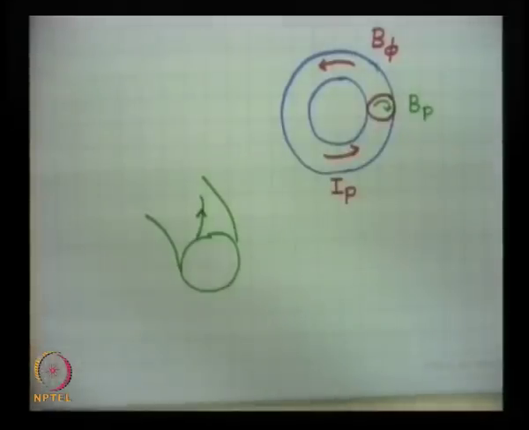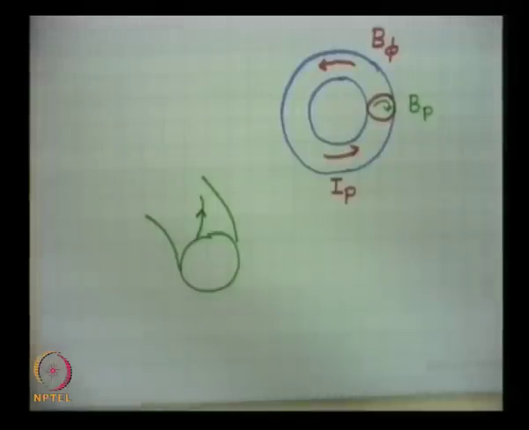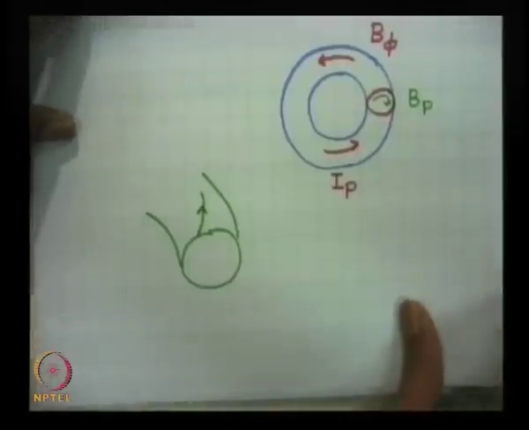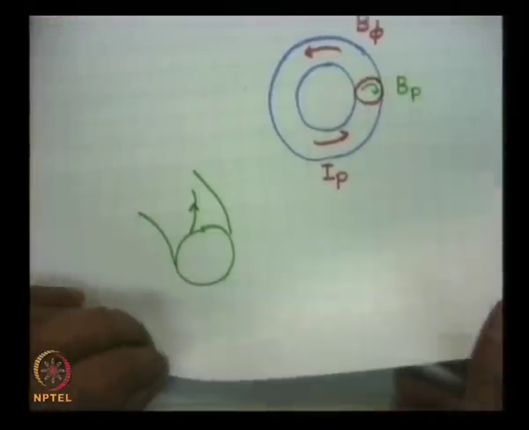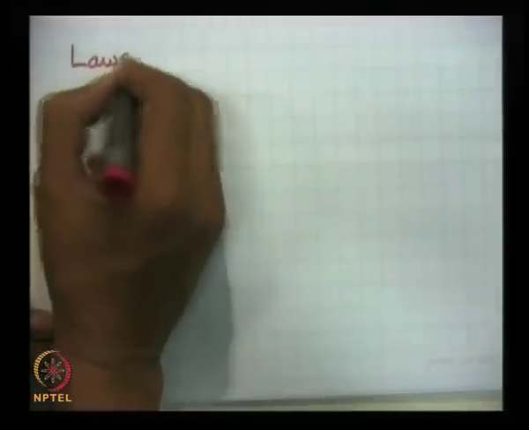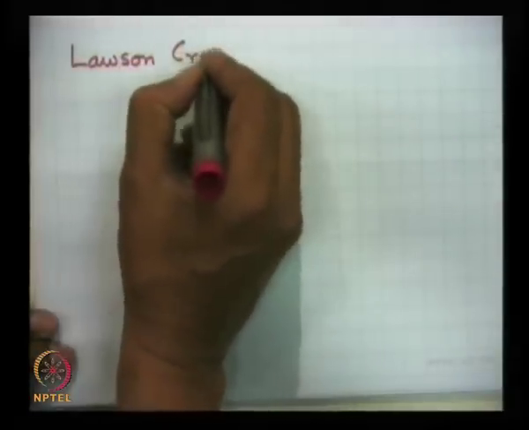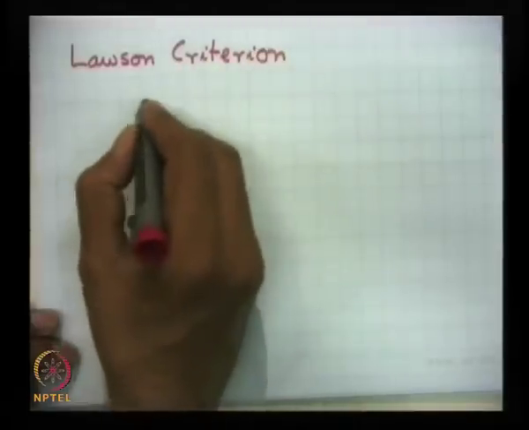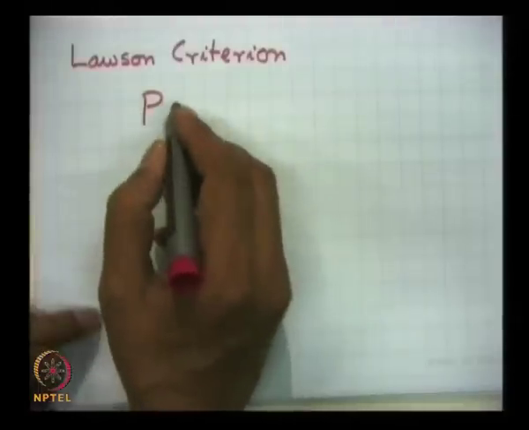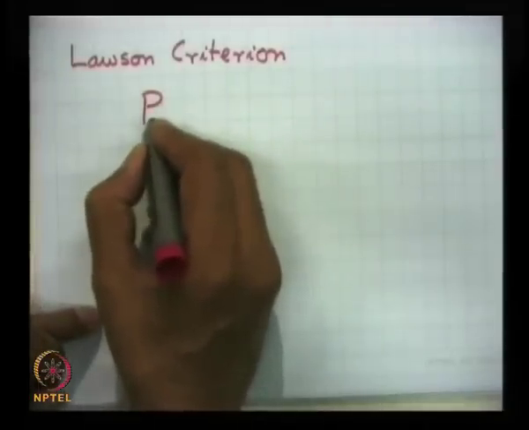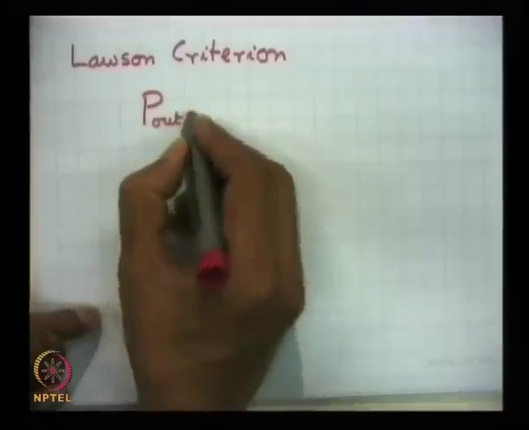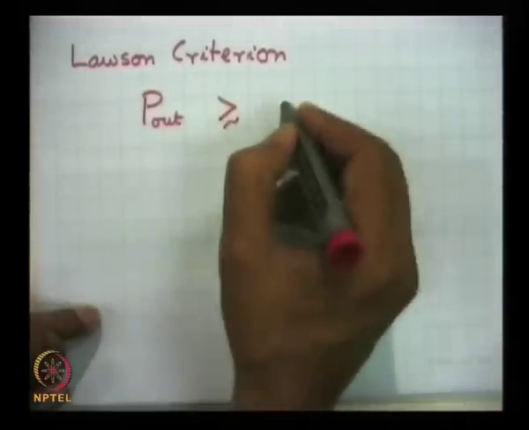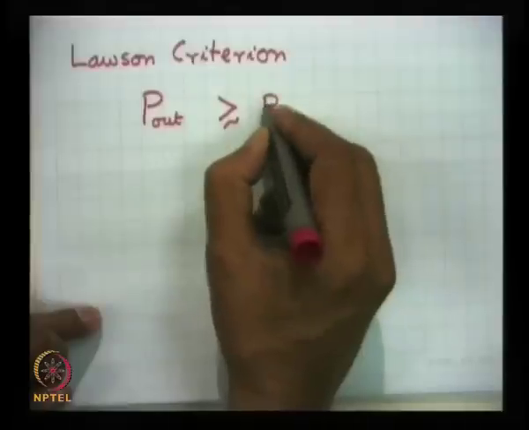And the basic elements of tokamak operation, we must always keep in view the following elements. Number one, we talked about the Lawson criteria, which essentially implies that the power output from a fusion device, P out, must exceed or be equal to the power loss.